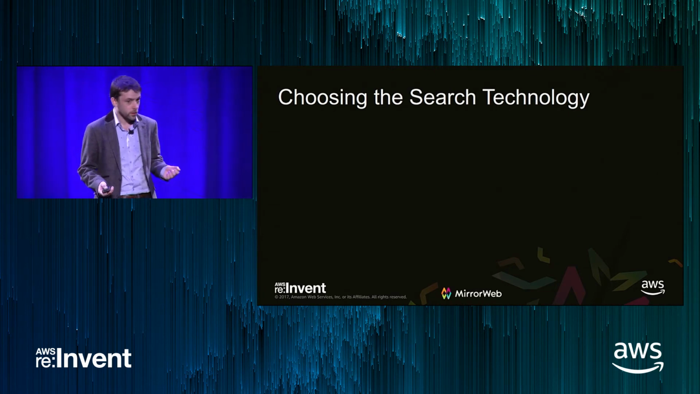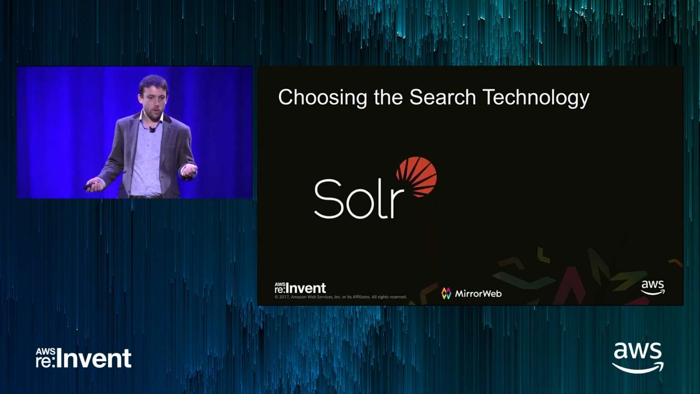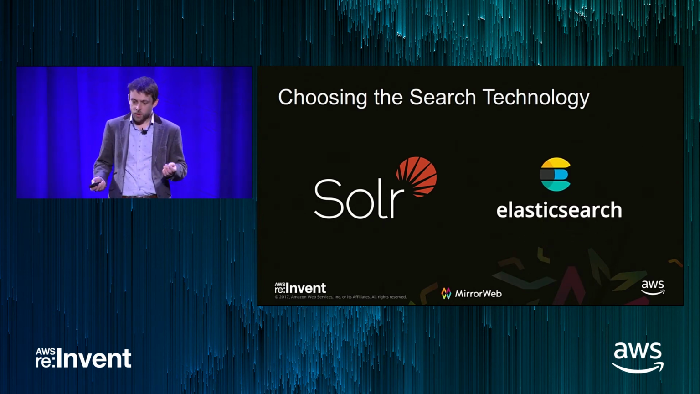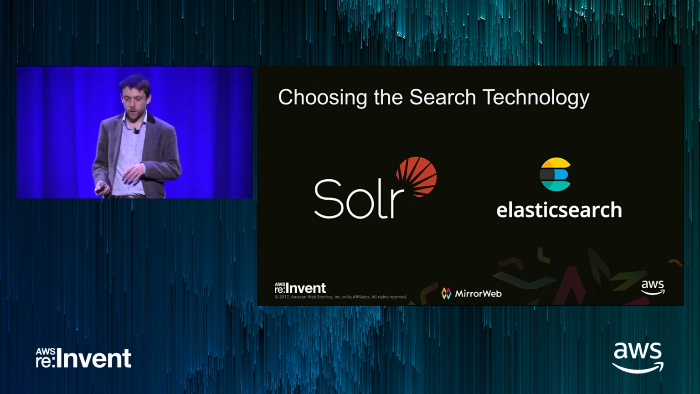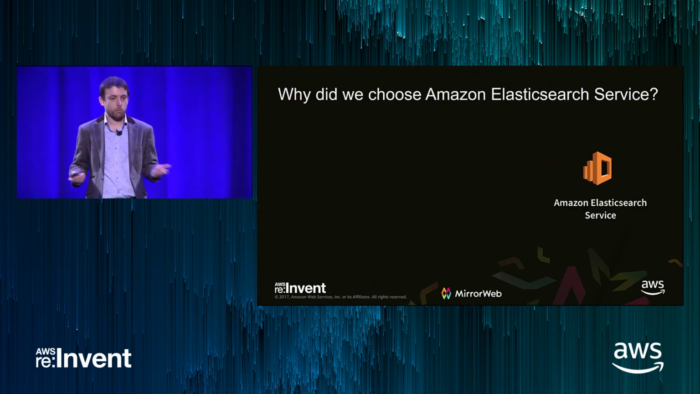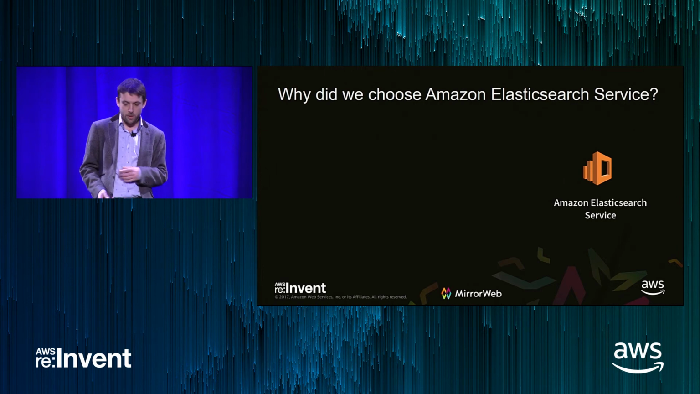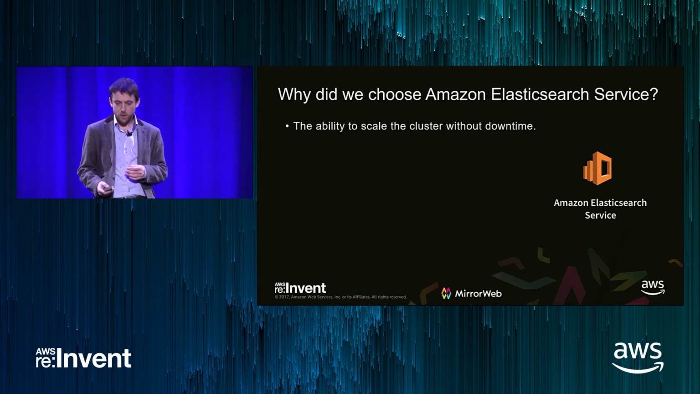So, choosing the search technology, there were two choices that we looked at that were popular at the time, Solr and Elasticsearch. Elasticsearch was the winner, as we've seen from the slides previously. It's very popular at the moment, but also Amazon offered us an Elasticsearch service. And we were a small team, and we didn't have a lot of search experience, so it made sense to have a look at running it on Amazon.